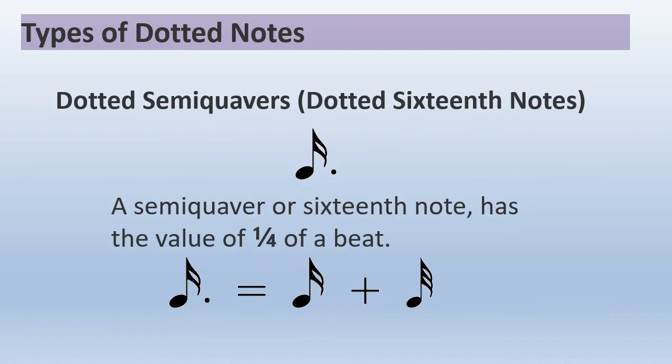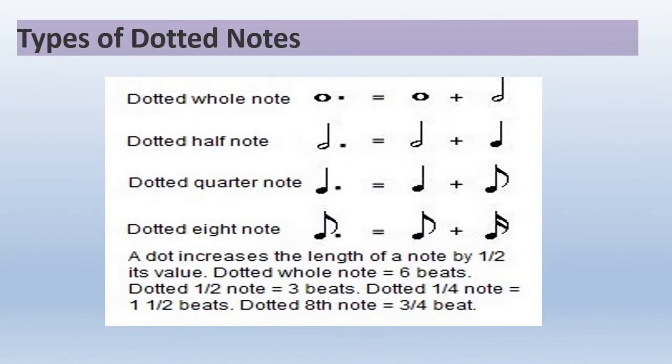Now let's look at all these notes together. We started by looking at the dotted whole note, and I said the dotted whole note gives us the whole note plus half of the whole note, which is the minim. The dotted half note, which is the dotted minim, is the same as the half note plus the quarter note, or the minim plus the crotchet. The dotted crotchet is equal to the crotchet plus the quaver, while the dotted 8th note, or the dotted quaver, is the same as the quaver plus the semiquaver.